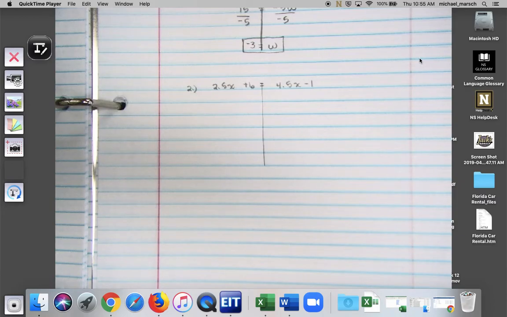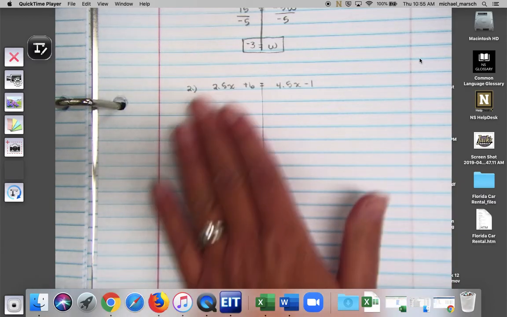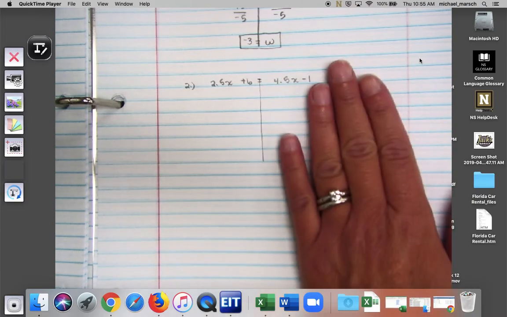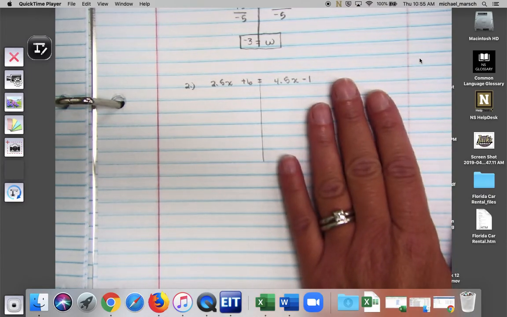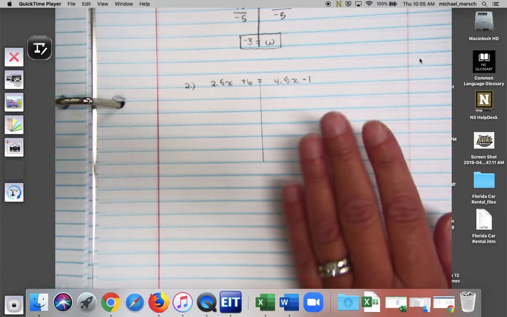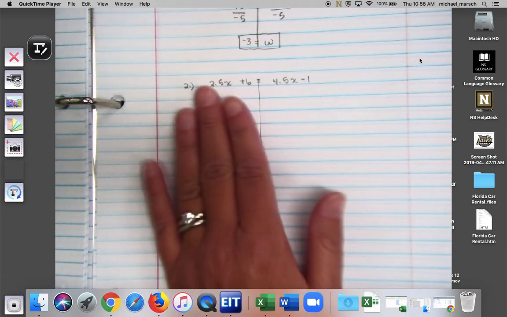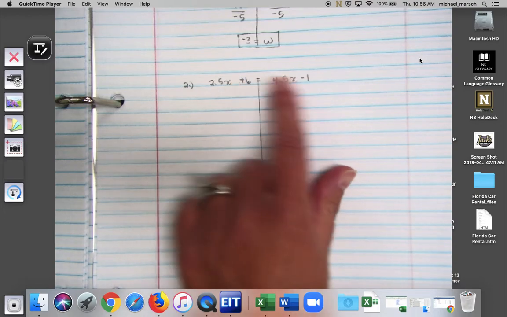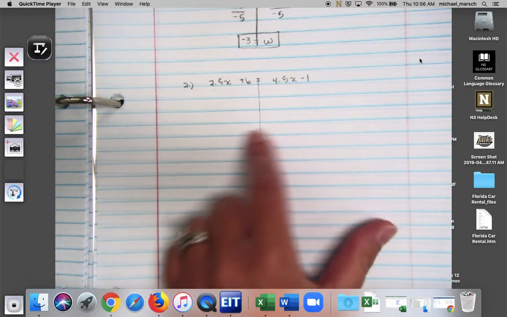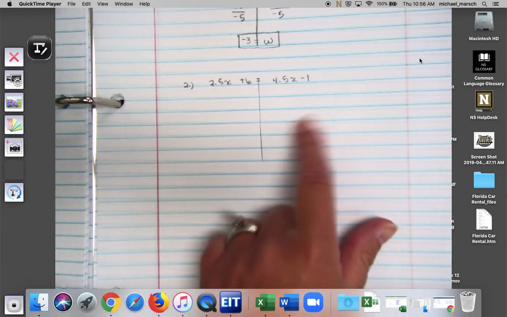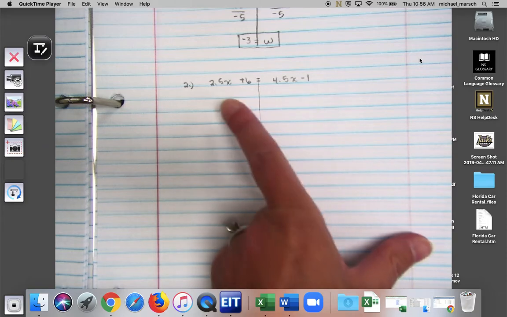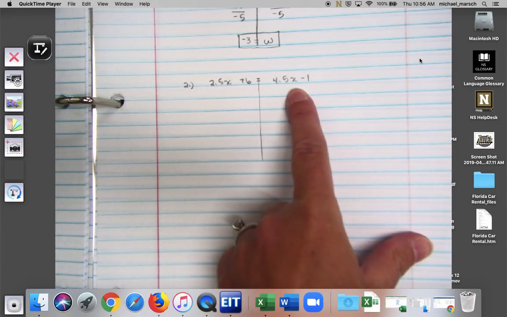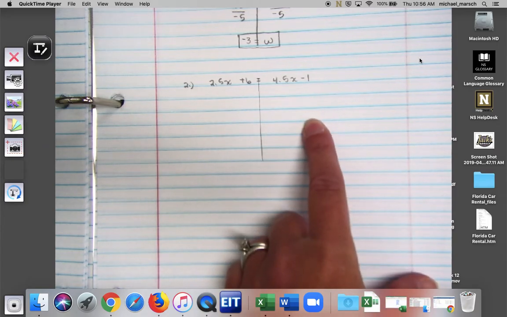Okay, so I have x variables on the left and I have x variables on the right. We need to get all of our variables to one side. So this is where you get to make a choice. You can either subtract, because I have a 6 here and a negative 1 here, I can move this over here or I can move this over here. I'm going to try to keep my values positive though. So if I subtract 2.5x from both sides, I'm going to end up with positive 2x.